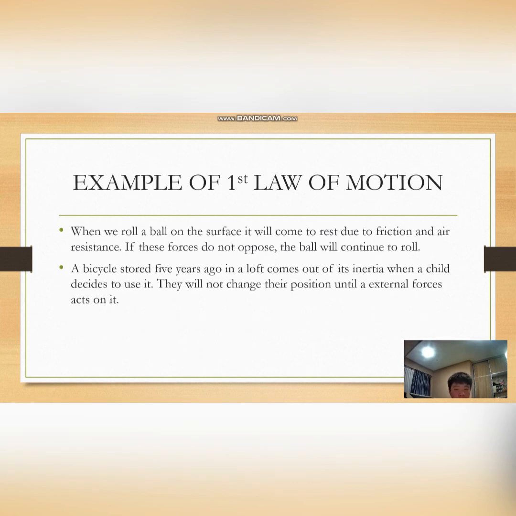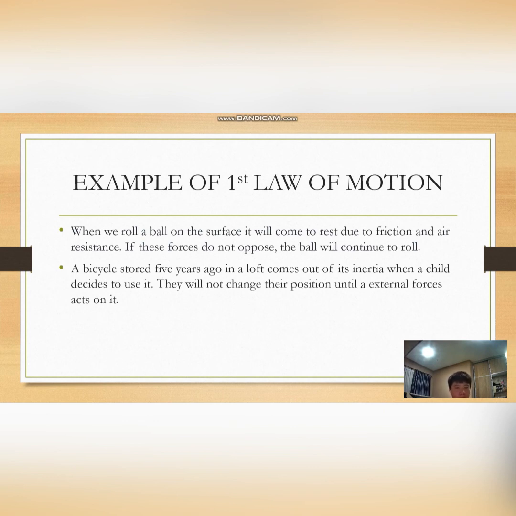Example of the first law of motion. When we roll a ball on a surface, it will come to rest due to friction and air resistance. If these forces did not oppose it, the ball would continue to roll.